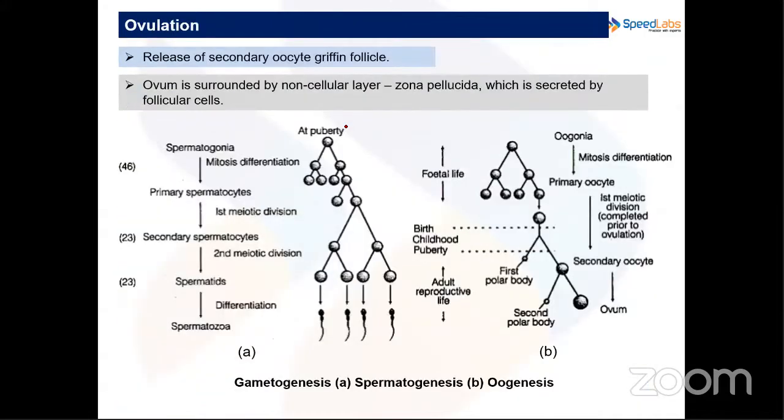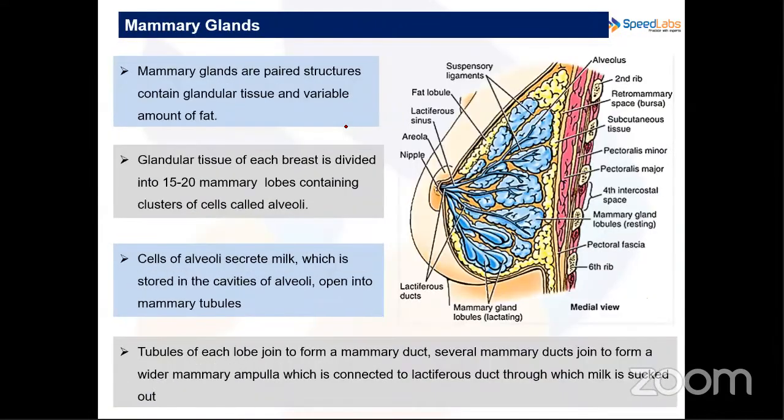Now coming to the next structure, which is the mammary gland. Mammary gland is also an important structure in the female that also forms a secondary sexual characteristic in a female. The presence of breast, the presence of mammary glands is very important for a female. Mammary glands are two in number. And where are they located?